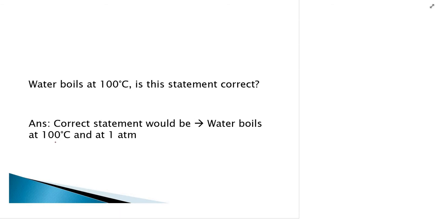You need to mention both temperature and pressure, because as you have learned, at different pressure you will have different saturated temperature or boiling point of water. So remember to mention both temperature and pressure whenever you are dealing with this kind of statement.